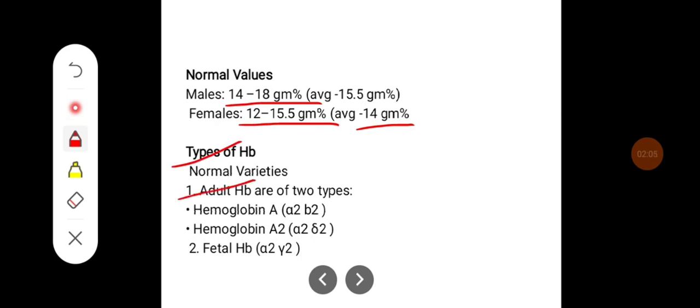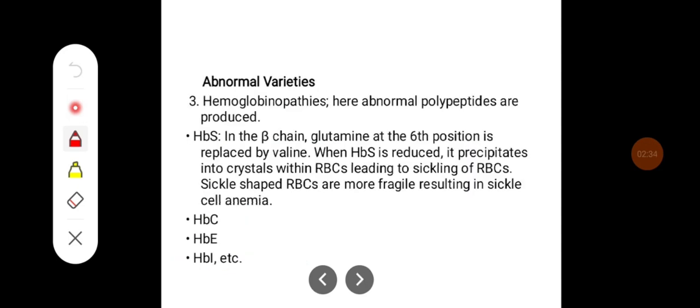For adult hemoglobin, there are 2 types, hemoglobin A and hemoglobin A2, where hemoglobin A has alpha 2 and beta 2 chains, whereas hemoglobin A2 has alpha 2 and delta 2 chains. Fetal hemoglobin has alpha 2 and gamma 2 chains, and functionally fetal hemoglobin is different from adult hemoglobin in that it has more affinity towards oxygen.